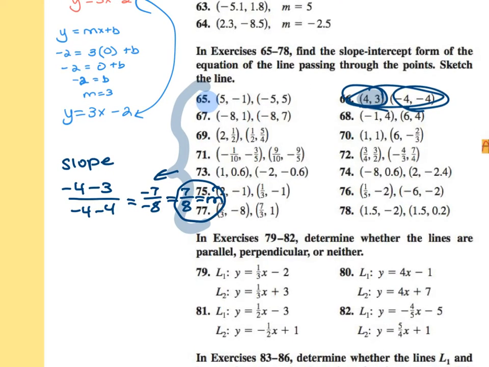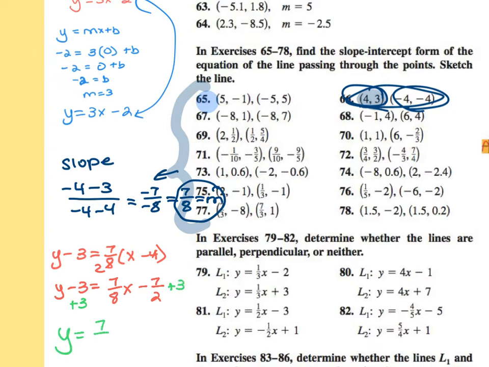So y minus y1, which is 3, equals m, which we just found is 7/8 times x minus x1, which is 4. And then I'm going to distribute the 7/8. This goes in here twice, so this is 7/2. And then I'm going to add the 3. And yes, you're going to get fractions. This would be 6 over 2, so -1/6.